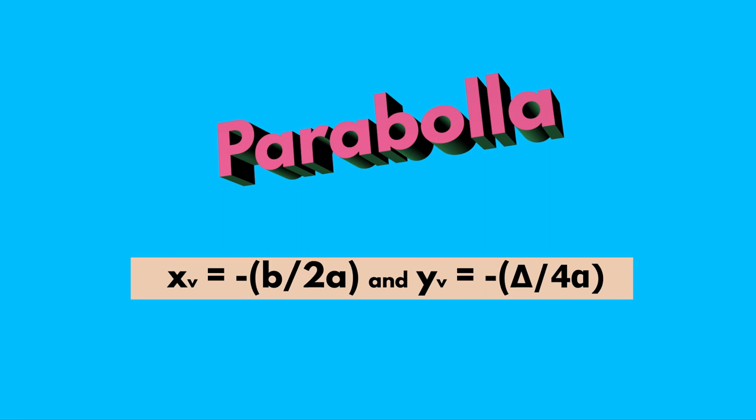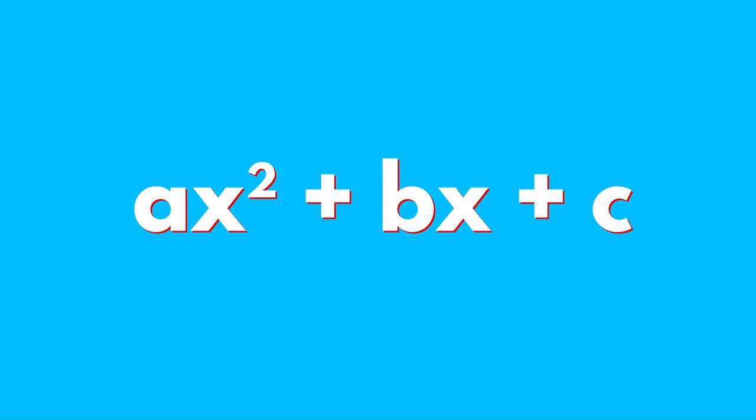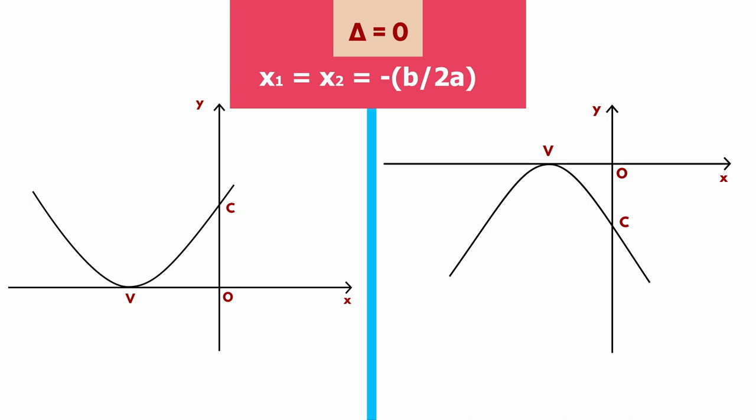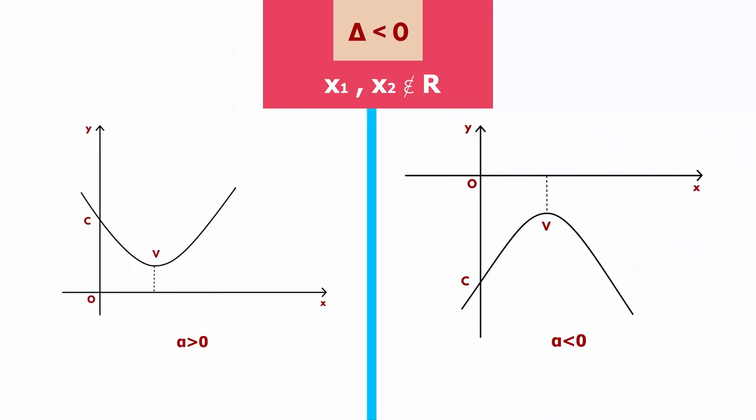Let's study the parabola's intersection with coordinate axes OX and OY. Solving implies three distinct cases. If delta is larger than zero, the equation has two distinct real solutions, x1 is different than x2, and the graphic intersects the OX axis in two points. If delta equals zero, the equation has two equal solutions, and the graphic intersects the OX axis in one point. If delta is less than zero, the equation does not have any real solutions and the graphic does not intersect the OX axis.